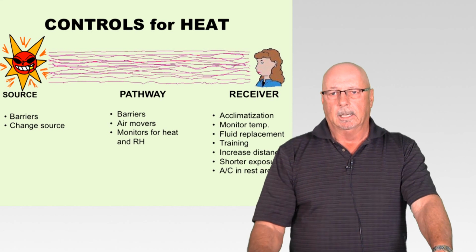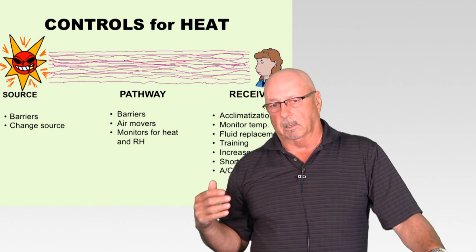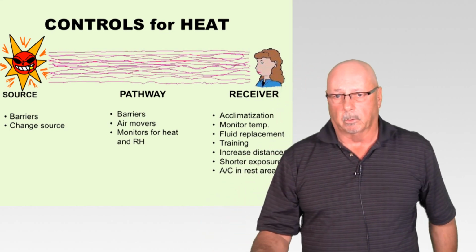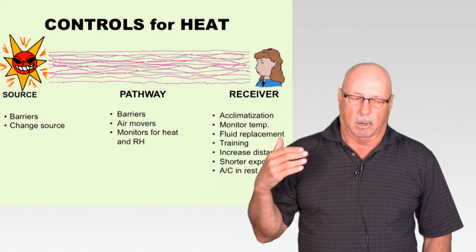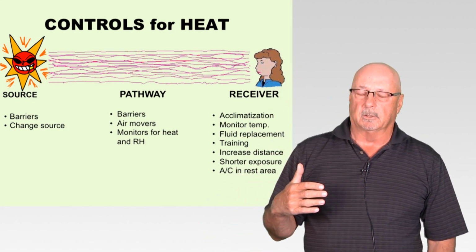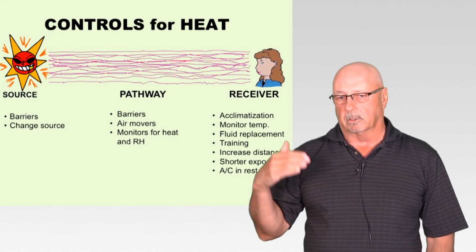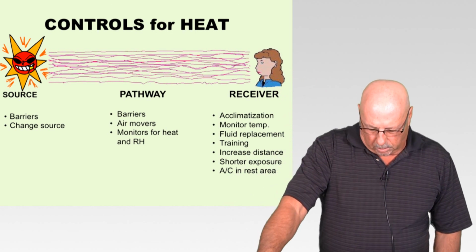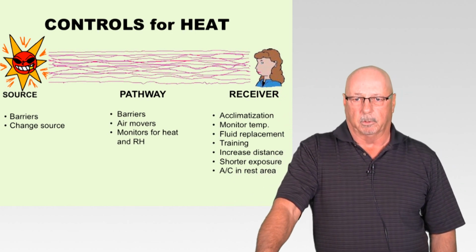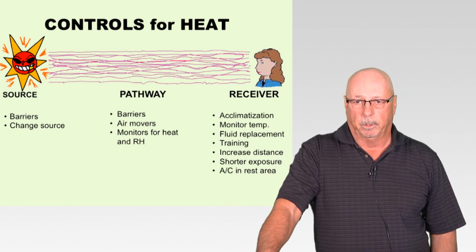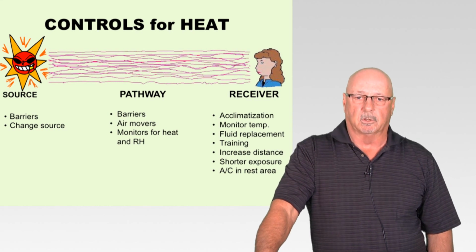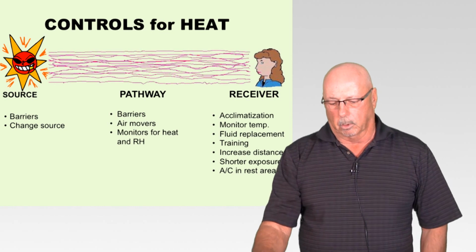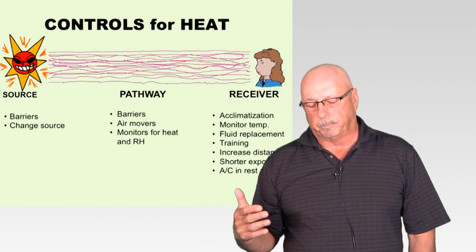And then finally, at the receiver, we can do acclimation and monitoring of their temperatures. We can monitor their body core temperatures. And there are some references out there that say if your body core temperature rises to a certain level, then a person needs to be taken out of that work environment until the body core temperature reduces back to normal. We can make sure that we have some kind of fluid replacement program, and make sure the workers are afforded water.